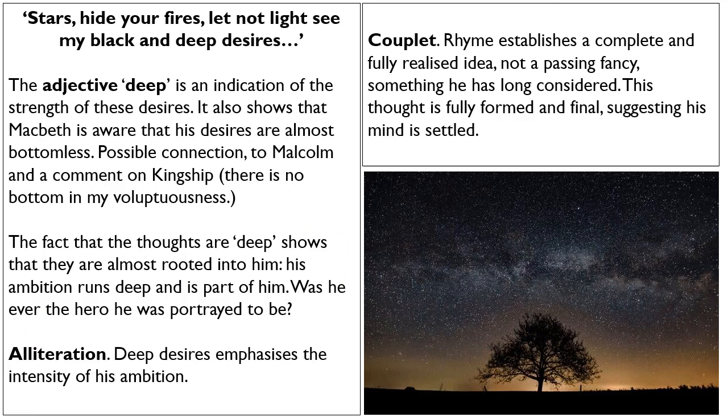They're deep, almost bottomless. There's a possible connection to what Malcolm says later on in Act 4, and he makes a comment on kingship. He says, there is no bottom in my voluptuousness. And now what Malcolm's trying to say is that that would be a negative trait for a king, to have no end to his lust. Now, deep here possibly reminds us that Macbeth's desires are also bottomless, and so this is quite a damning criticism of these qualities in a king.